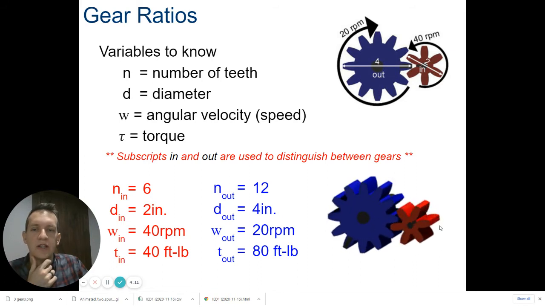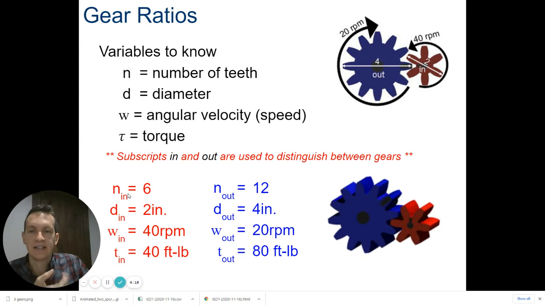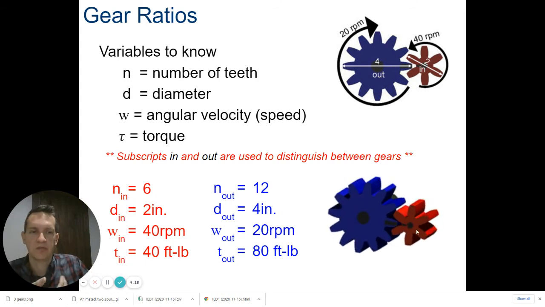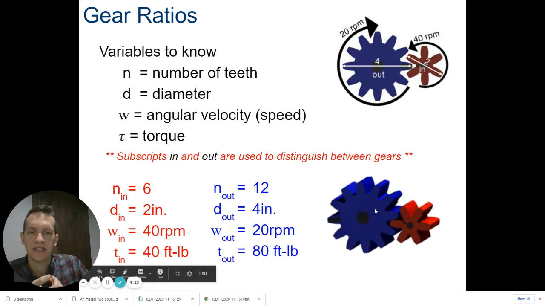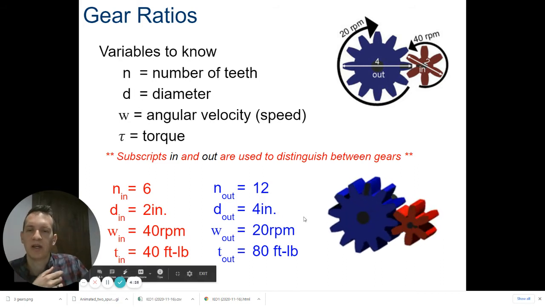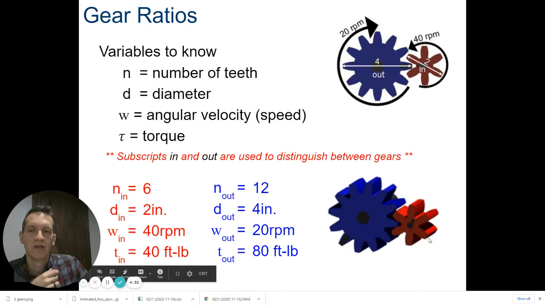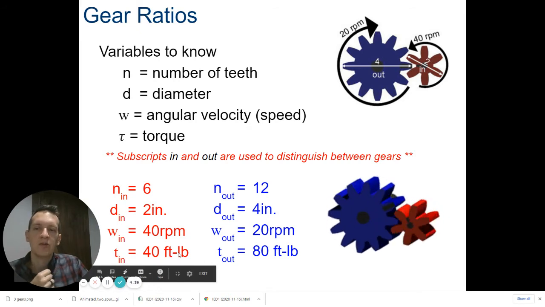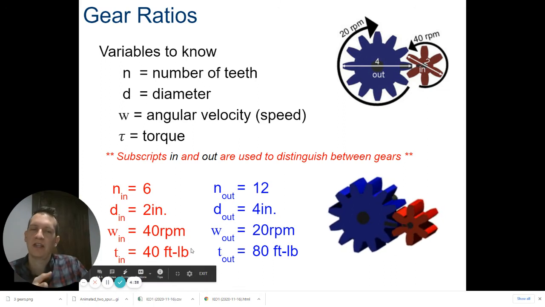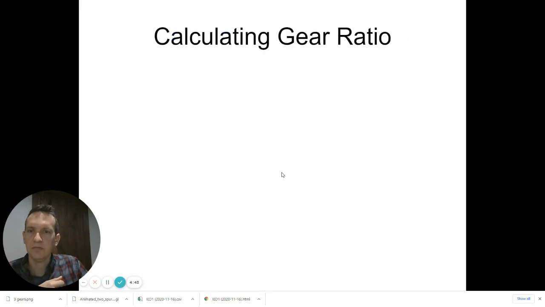So if we look at these two gears spinning, these are how we would put numbers on it. N is number of teeth. There's no units for that. This red gear has 6. The blue one has 12. Diameter would just be the distance across. Like I said, we don't normally use that with gears. Omega is how many times per minute it's spinning. So this red gear could spin 40 times per minute, and this blue gear would be spinning 20 times per minute. And then the unit for torque is foot-pounds.